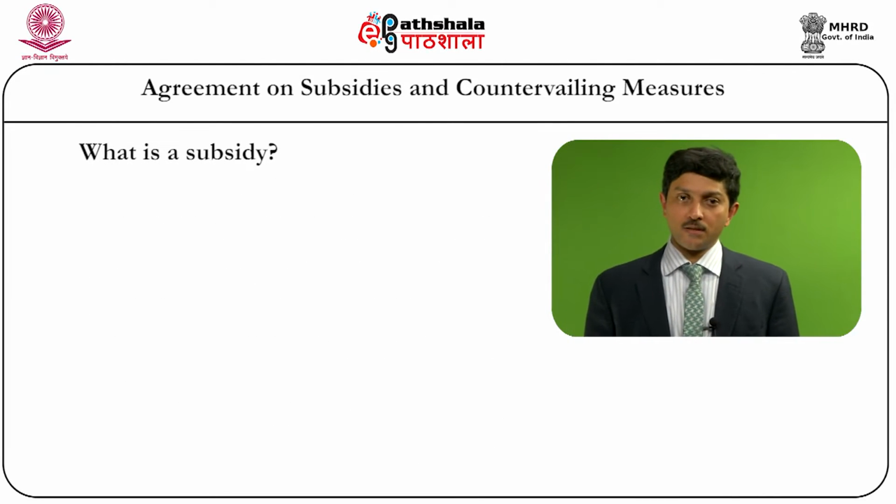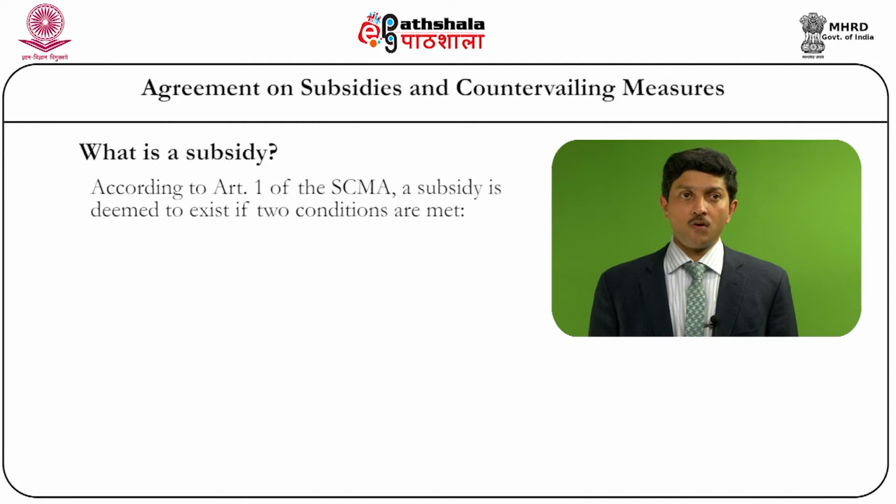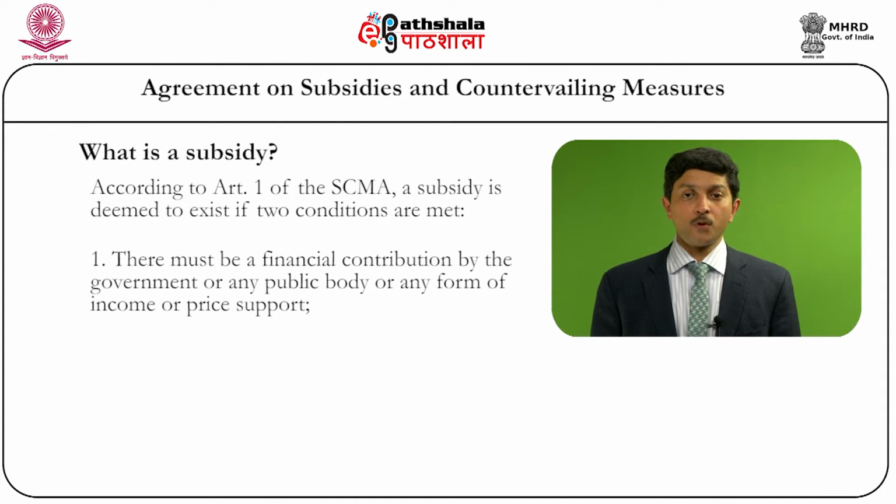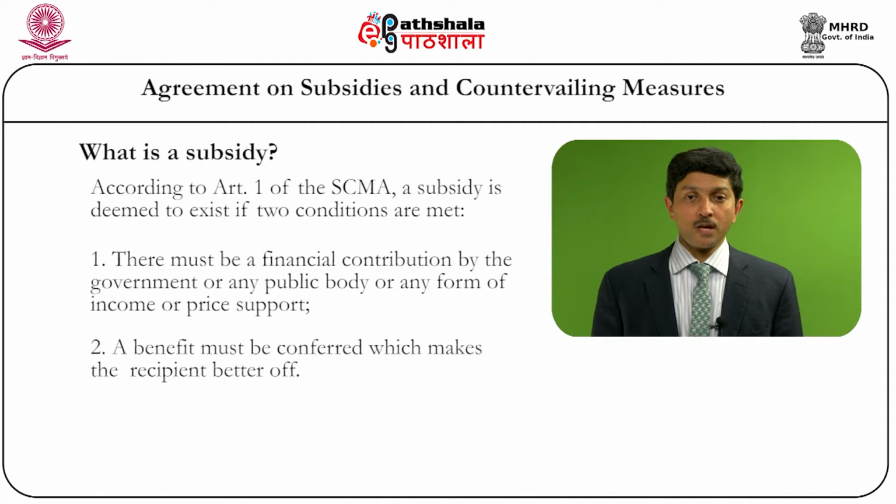What is a subsidy? According to Article 1 of the SCM Agreement, a subsidy is deemed to exist if two conditions are met. The first condition is that there must be a financial contribution by the government or any public body, or any form of income or price support. And secondly, a benefit must be conferred which makes the recipient better off.